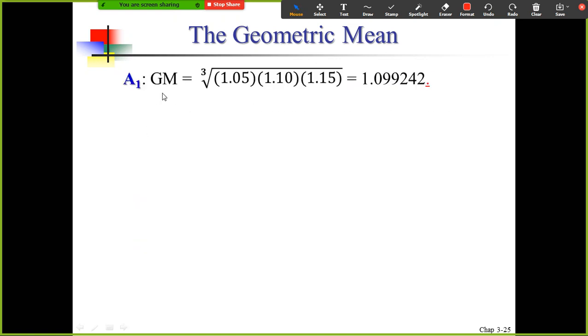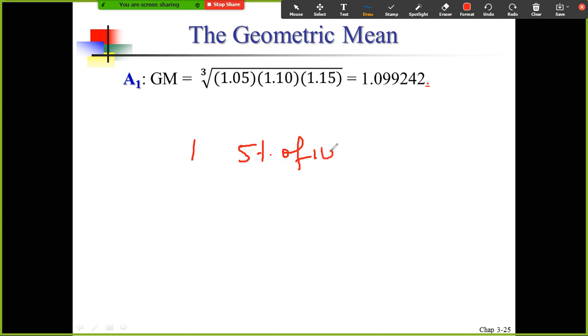Okay, so based on the formula, the answer for question 1 is here. So this is 5%, 10%, 15%. But why do we have 1? If we don't have 1, how can you know 5%? 5% of 100%, right?